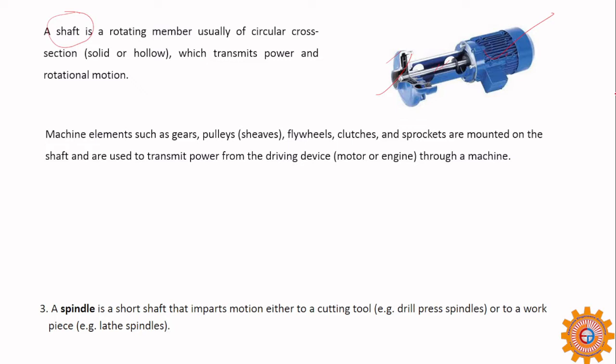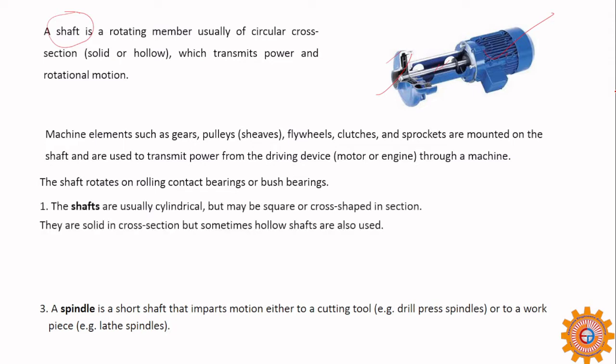The shaft generally rotates in bearings, maybe rolling bearings or otherwise bush bearings like journals. The shafts are usually cylindrical and may be solid or hollow.